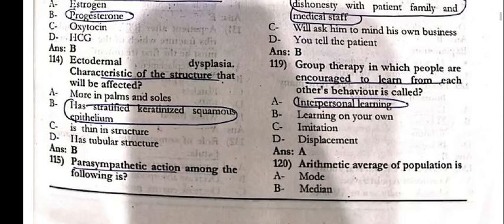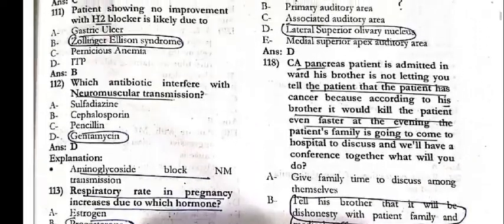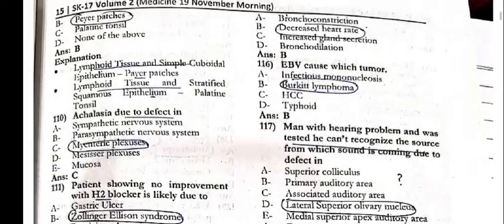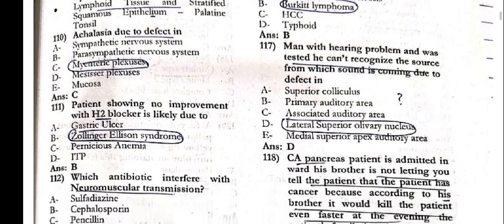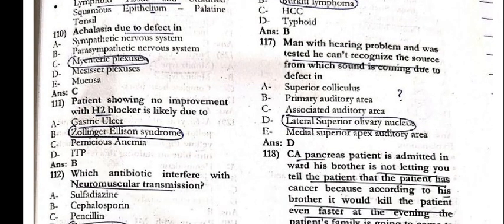Ectodermal dysplasia: the characteristic structure that will be affected has stratified keratinized squamous epithelium. 115, the paraneoplastic action among the following is decreased heart rate. 116, the Epstein-Barr virus caused which tumor? Burkitt's lymphoma.